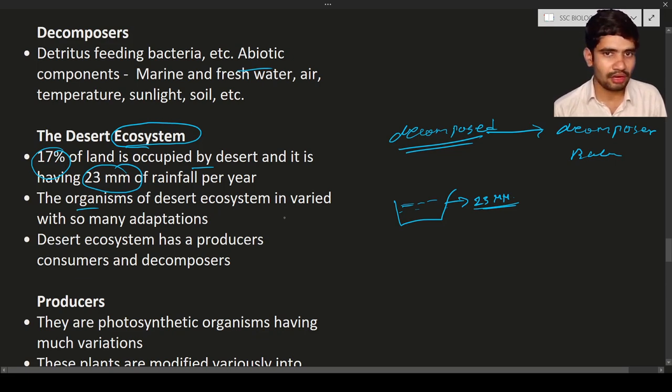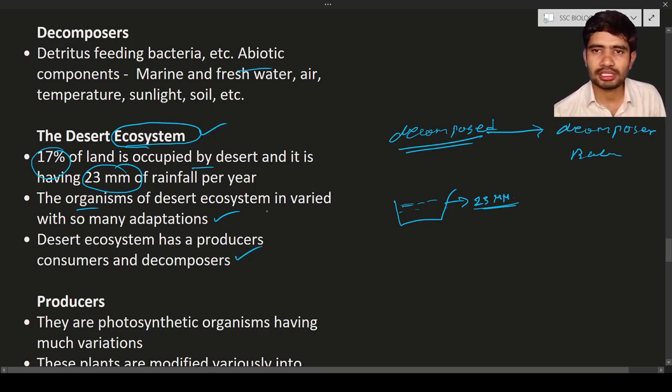It means whatever the organisms, whether it may be camel, snake, rat or anything, whatever the organisms are going to live in the desert, they are going to have varied adaptations. It means they have so many adaptations to live in the desert. Okay, desert ecosystem has producers, consumers, and decomposers.